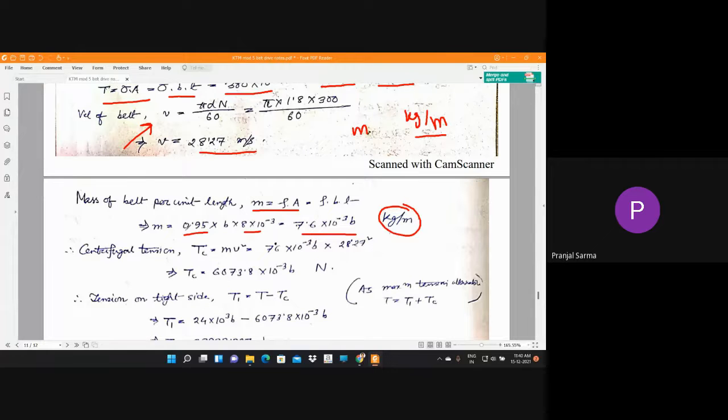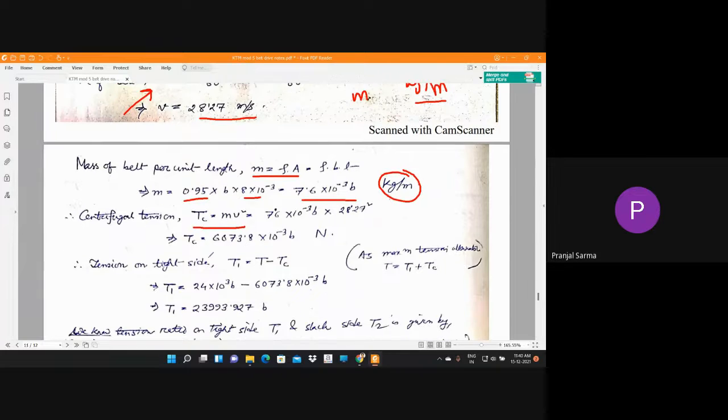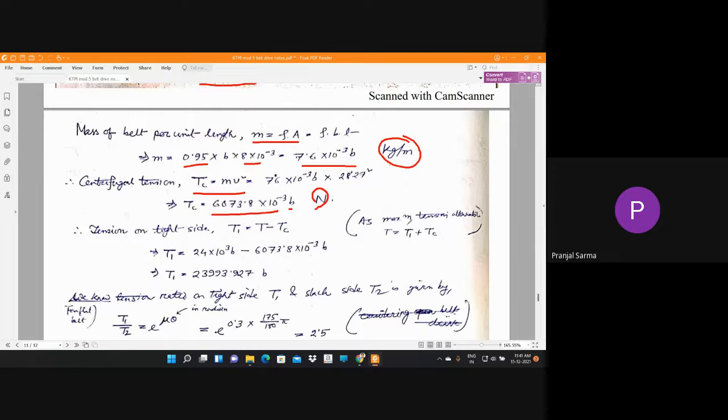So once I have m, once I have v, centrifugal tension Tc we will be able to find out, mv square. Just put the value. Okay, and by putting and simplifying, this value is obtained as 66073.8 into 10 to the minus 3 times the b. Okay, so b will remain. Till now b is not known, ultimately we need to find out b, and this centrifugal tension is a force only, so Newton.